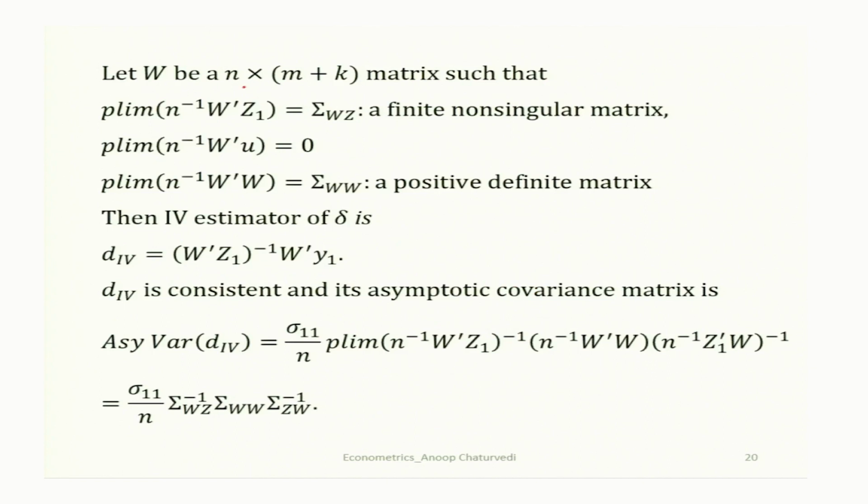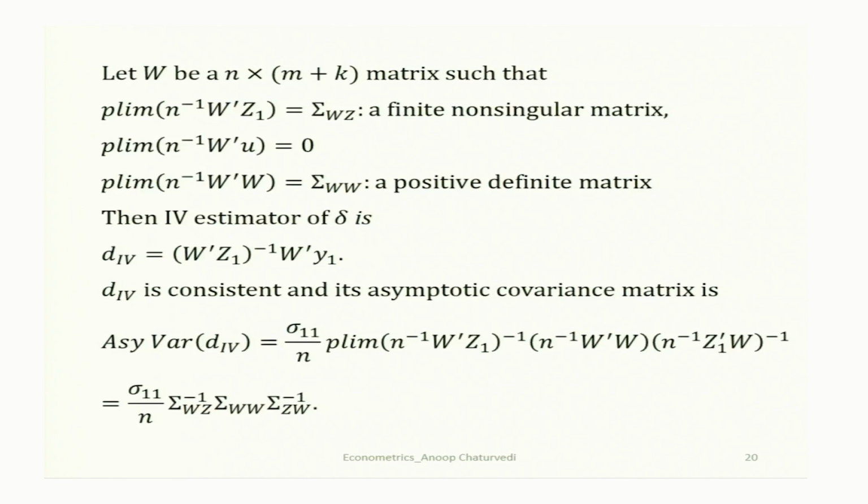Now, suppose W is an n cross (m plus k) matrix such that the probability limit of n inverse W transpose Z1 is equal to sigma WZ, which is a finite non-singular matrix. The probability limit of n inverse W transpose U is 0, and the probability limit of n inverse W transpose W is sigma WW, a positive definite matrix.